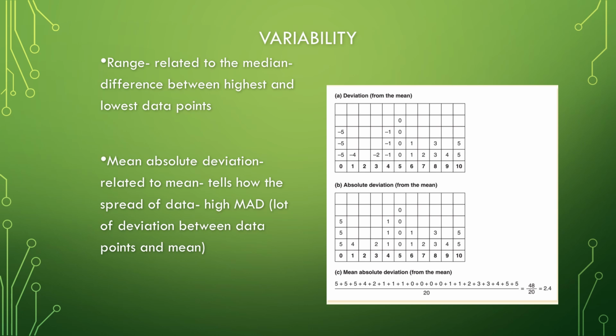So the variability measures that we're going to look at are the range and the mean absolute deviation. Now the range is basically the difference between the highest and the lowest data point, and it's related to the median. The mean absolute deviation is related to the mean, and it tells you how far away each of the numbers is from the mean. So you have to get the mean first, and then you look at that deviation from the mean. There is actually a video on this page that will show you exactly how to use this.